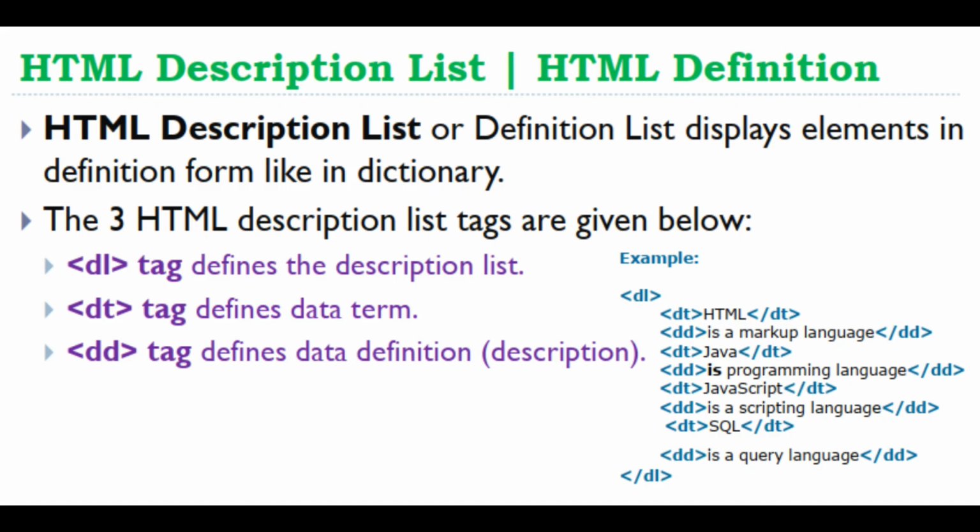Example: <dl> <dt>HTML</dt> <dd>This is a markup language</dd> <dt>Java</dt> <dd>This is a programming language</dd> <dt>JavaScript</dt> <dd>This is a scripting language</dd> <dt>SQL</dt> <dd>This is a query language</dd> </dl>.